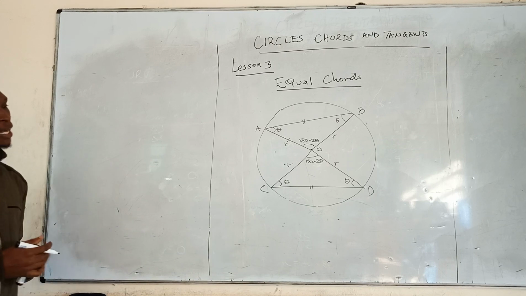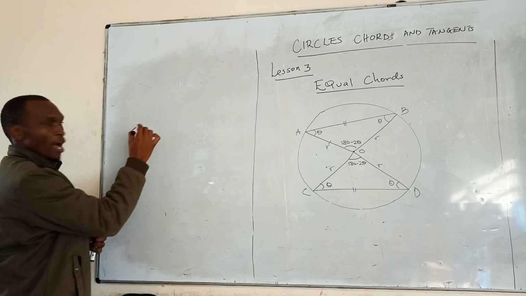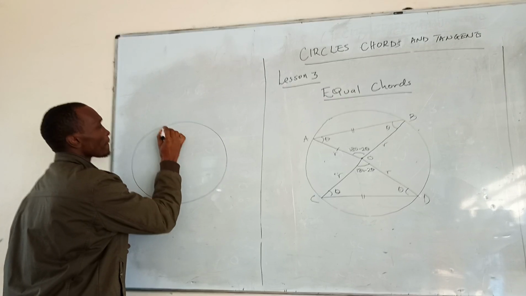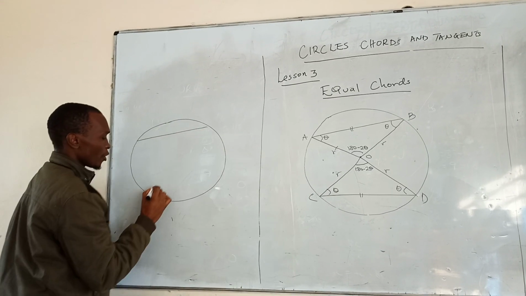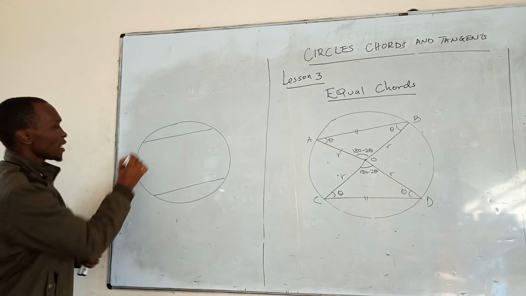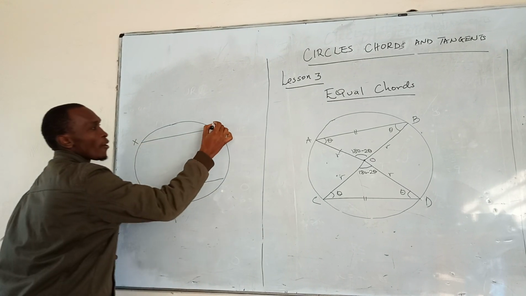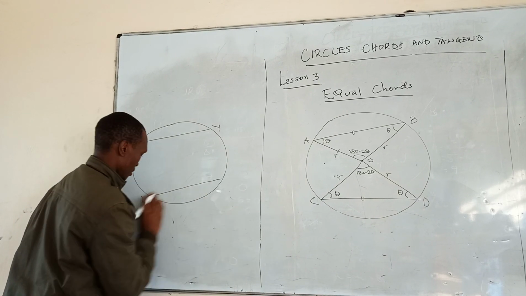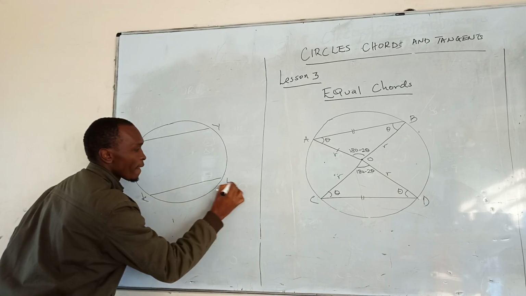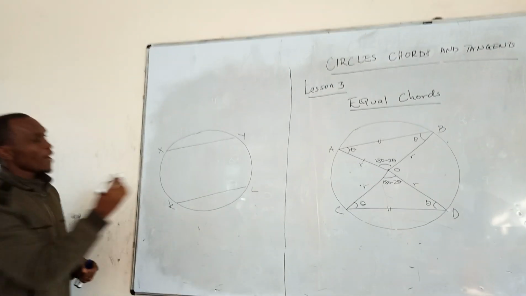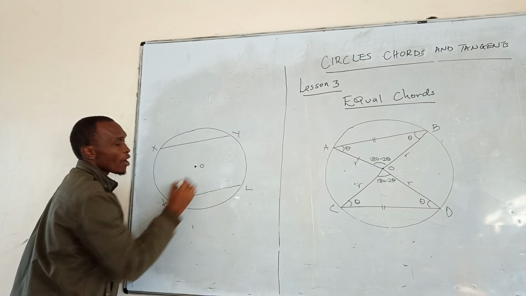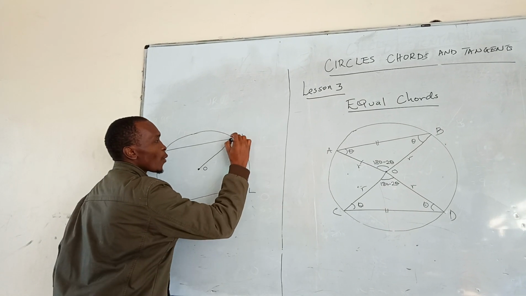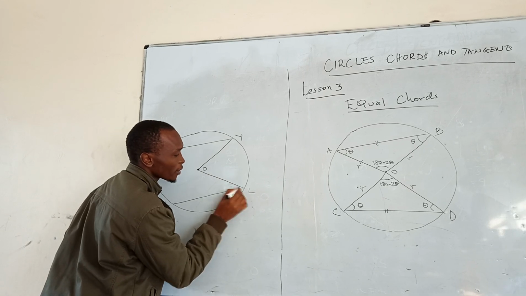Now, I want us to look at another concept. I'll draw another circle here, and I also have equal chords. Let me call this X, Y, and I call this K, L. Now, if I assume that we also have center O, I may join O to Y and O to L.